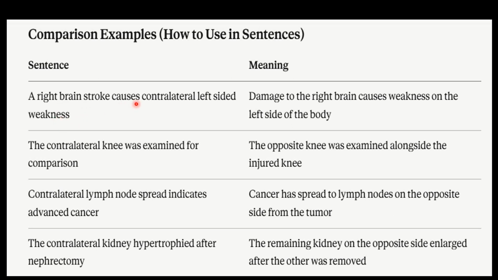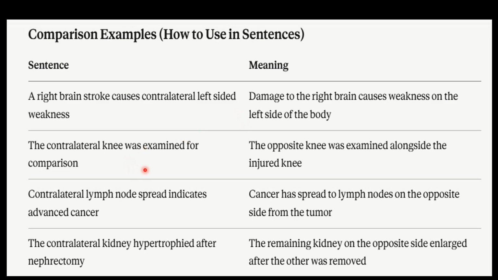A right brain stroke caused contralateral left side weakness. Okay, so where is the stroke? The stroke is in the right brain. A right brain stroke causes contralateral left-sided weakness. Okay, so what we noticed here is that we are talking about two things and they are contralateral to each other. They are on different sides, right? One thing, the damaged brain, is on the right, like damage to the right brain causes weakness on the left side of the body. Okay, so this is how it provides the information.